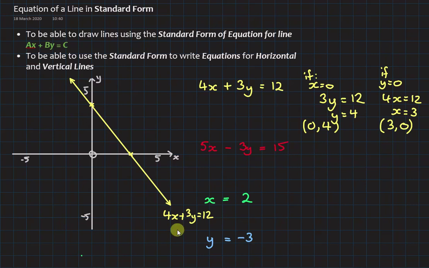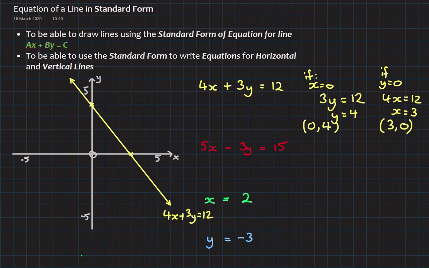It's to do with the way of rearranging things. If you wanted to calculate the gradient, this 4x would have to go to the other side, so it then divides by 4. Just a quick note on the gradient. It's a minus 4 over 3. It's actually related to these two values here. They do actually tell you the gradient. If they're both the same sign, it's a negative gradient. If they're different sign, it's a positive gradient.